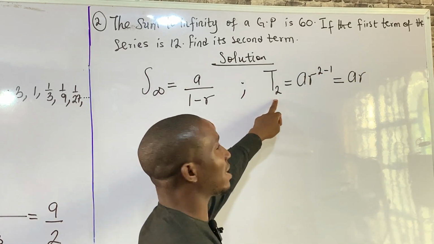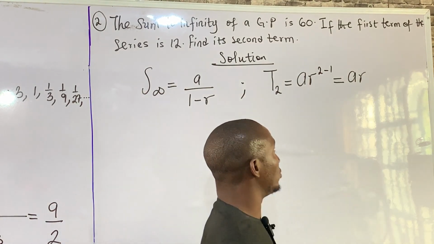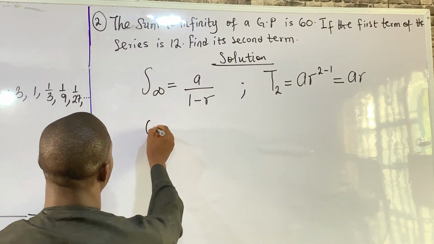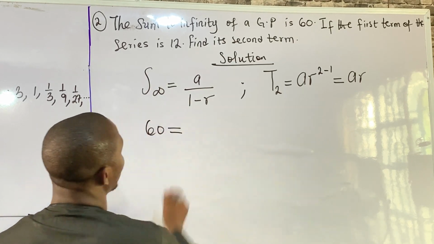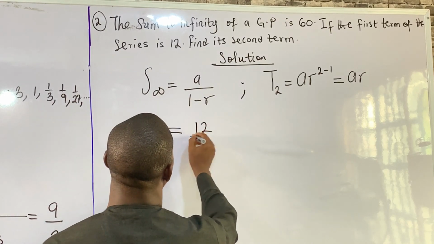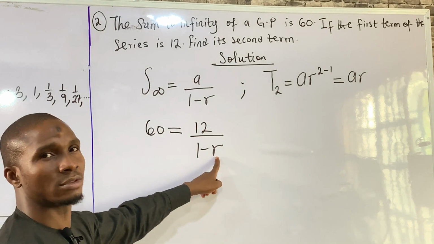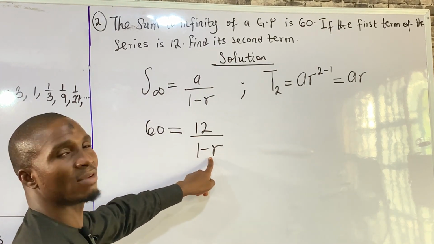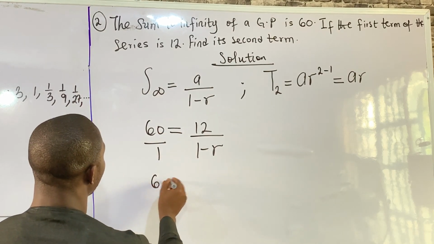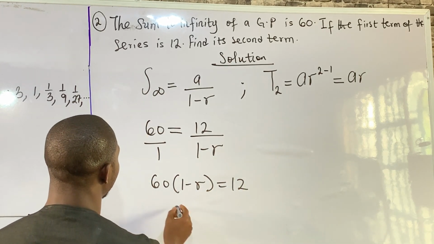It means to find the second term, we need the first term and we need the common ratio. If you look at this question, we have been given the sum to infinity to be 60. This is 60 equals, the first term has been given to be 12, but the common ratio was not given. So we can use this to evaluate the common ratio. Cross multiply. So we are going to have 60 into bracket 1 minus R equals 12. Divide both sides by 60.